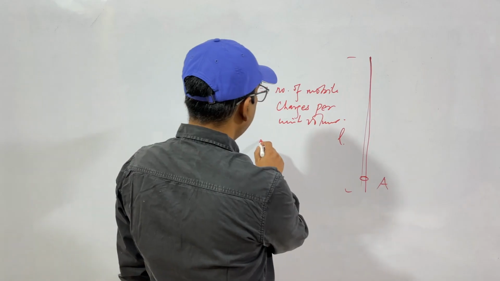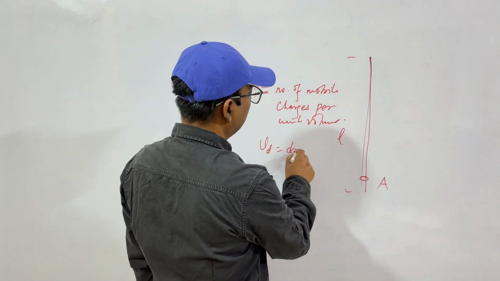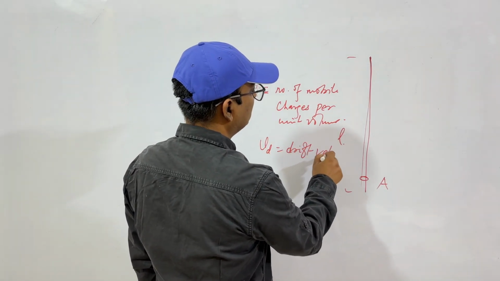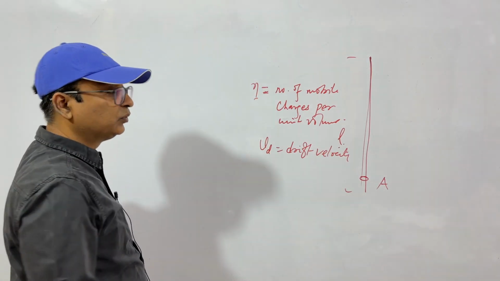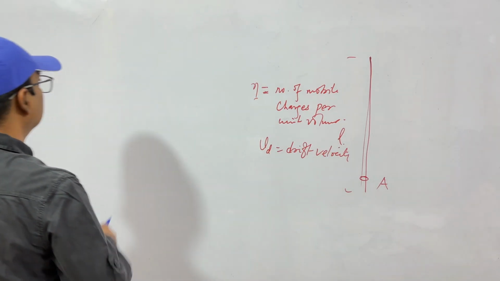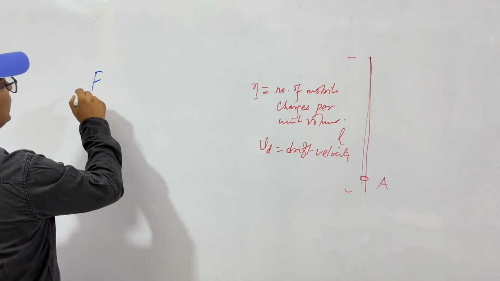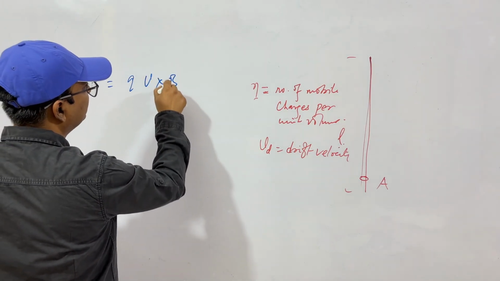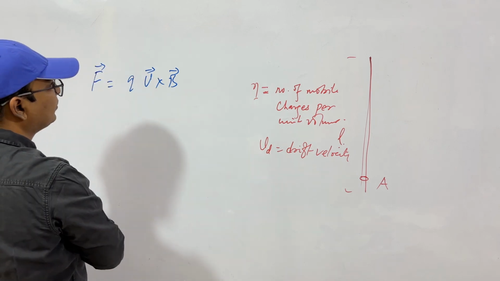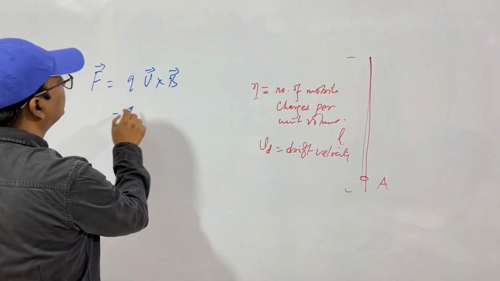Let VD be the drift velocity. Drift velocity, you know what it is? The average velocity with which the charges are moving. So let this be the case. Then you know F is given as Q V cross B. Clear?